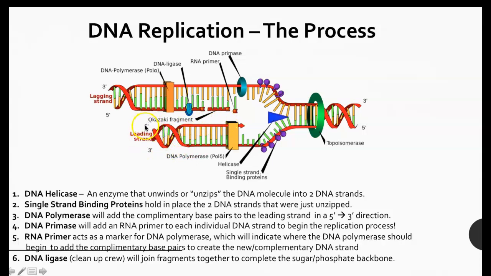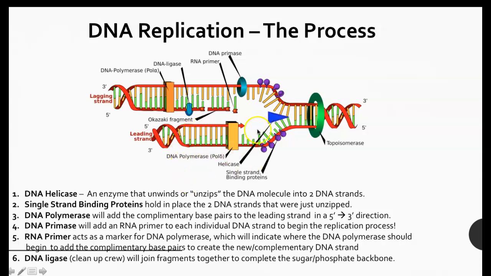If you follow this 5', it starts here, and then the DNA polymerase is going to move down in the 3' direction, and it's going to add the complementary base pairs to form a new DNA molecule. So what does the DNA polymerase do? It simply will travel down the DNA strand, and it will add complementary base pairs to the leading strand in a 5' to 3' direction.